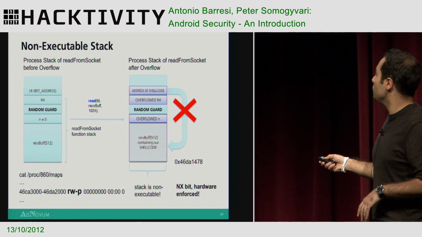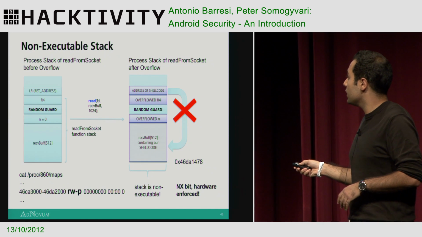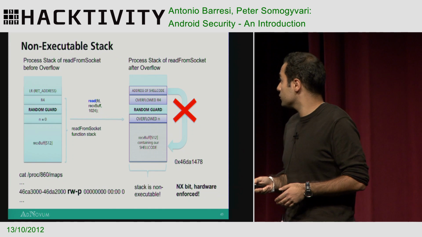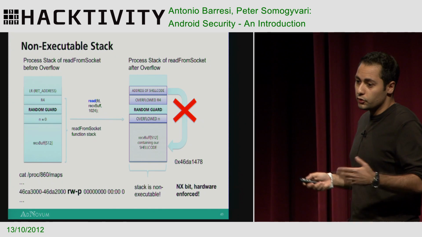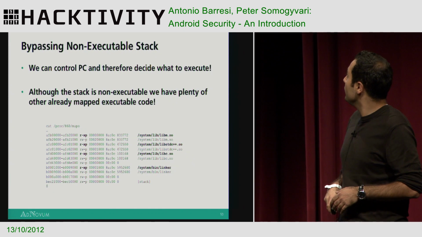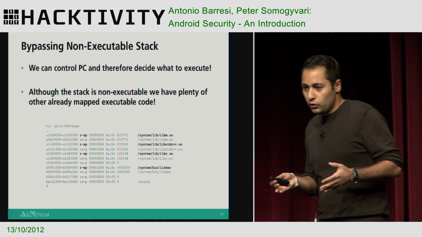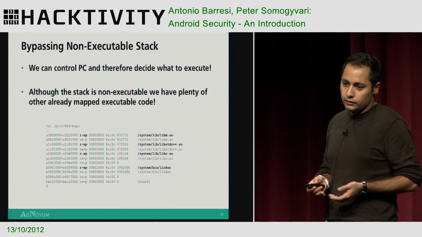So if you look at the memory maps, you will see that the stack region will have read-write privileges, so no execution privileges. So we have to circumvent or bypass that somehow. So what we know now, we can hijack the control flow, and we cannot execute the stuff on the stack.